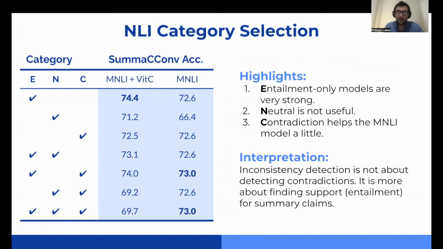This kind of makes sense if you think about the inconsistency detection task not as the task of detecting contradictions, but more as finding support for each of the statements made in the summary. This makes sense because we might expect that intrinsic errors lead to contradiction in the document, but extrinsic factual errors are not supported in the document, so they shouldn't lead to a contradiction. In this sense, trying to find support and finding an entailment makes a lot more sense.